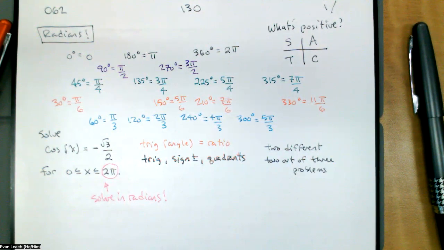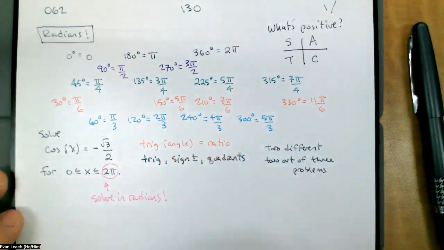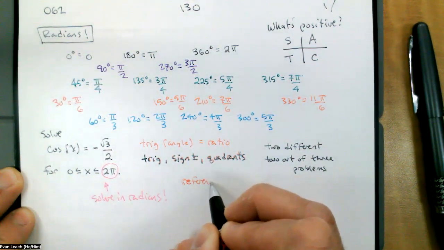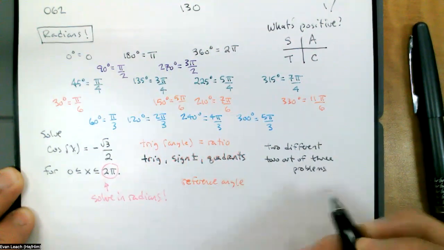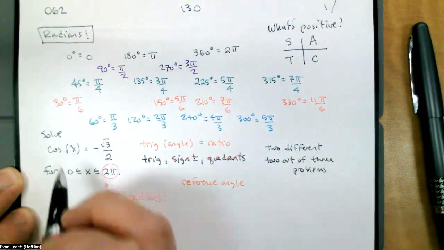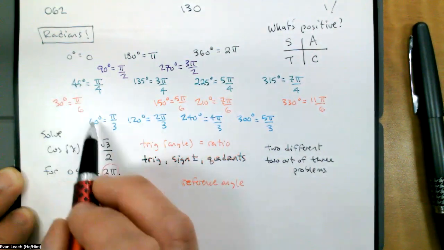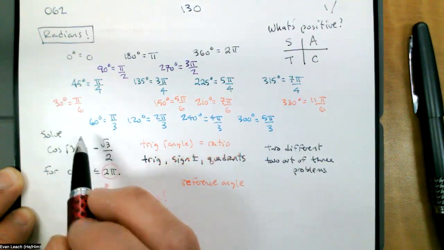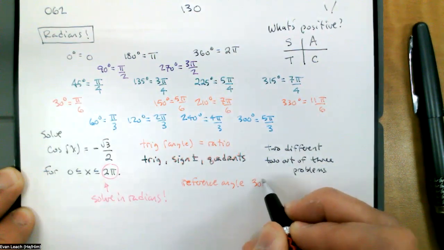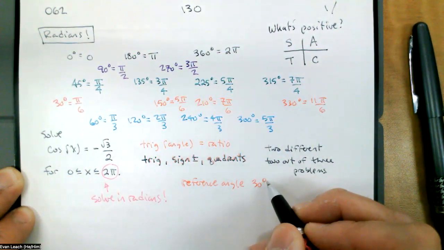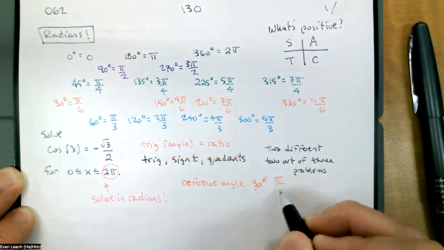So there's 2 different 2 out of 3 problems. We have cosine and just the ratio, √3 over 2. What angle are we talking about? So for the reference angle, we have cosine and √3 over 2. So we are talking about which angle? Is it 30, 45, or 60? Oh, but the problem's in radians. So instead of 30, what are we going to say? Pi over 6.